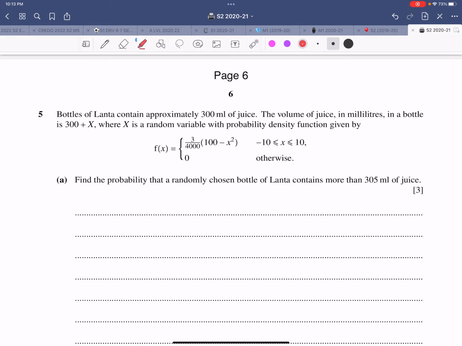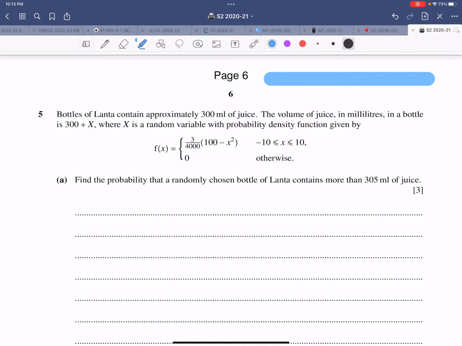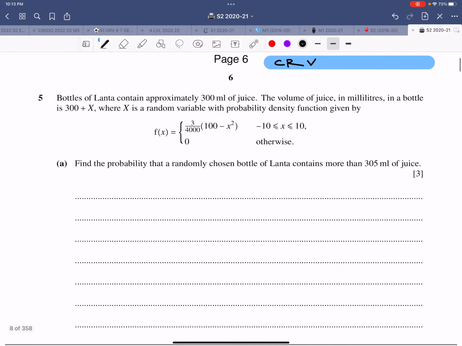Now this is of course obvious. What is this question about? Naturally, this question is about CRV, that's continuous random variable. Now it says bottles of a drink contain 300 ml of juice. So let me first underline things. These bottles contain 300 ml of juice.